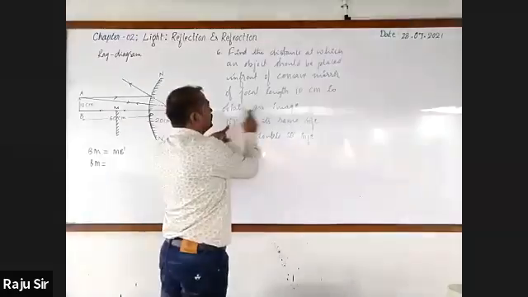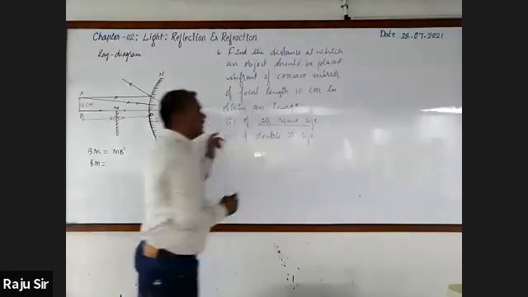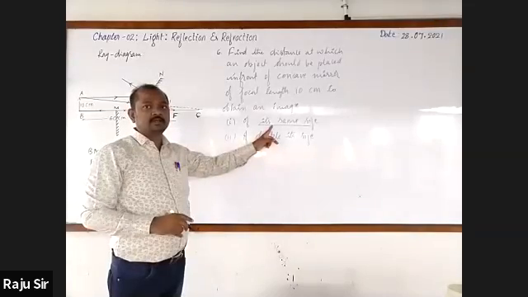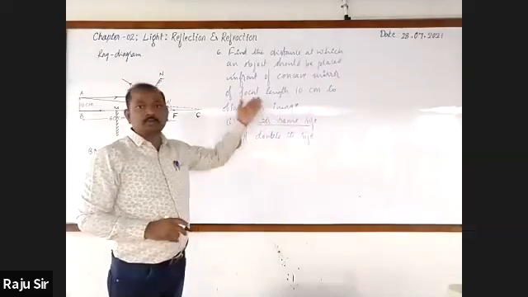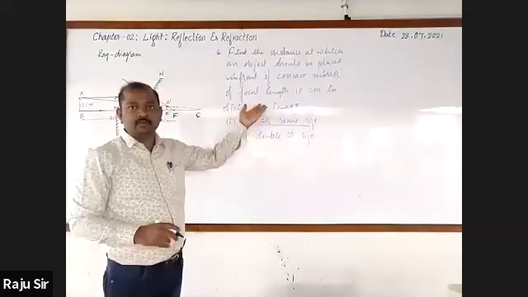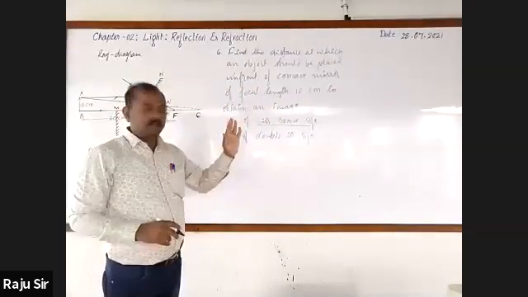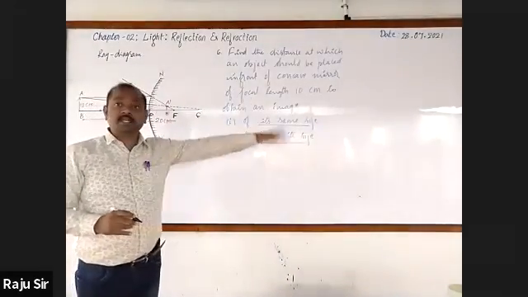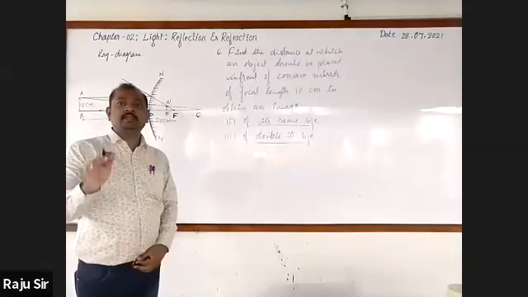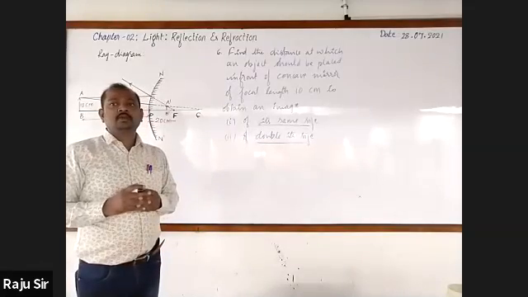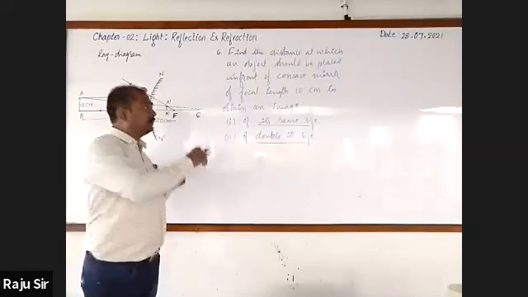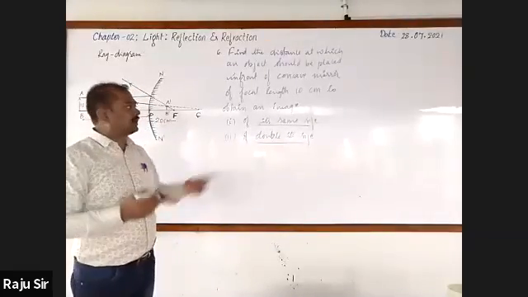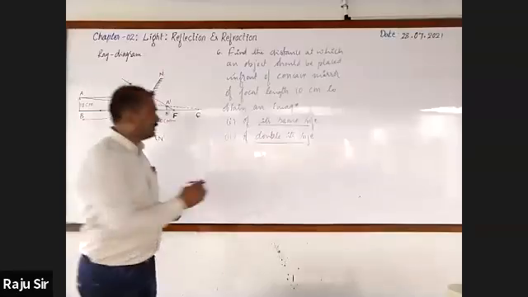Focal length 10 centimeter, to obtain an image of its same size, what will be the distance? 20 centimeters. It will be placed at 20 centimeter. Clear? Next, another one is of double its size. We have to get the image of the object whose size is 2 times that of the object. That should also be shown with the calculation. So let's go on.